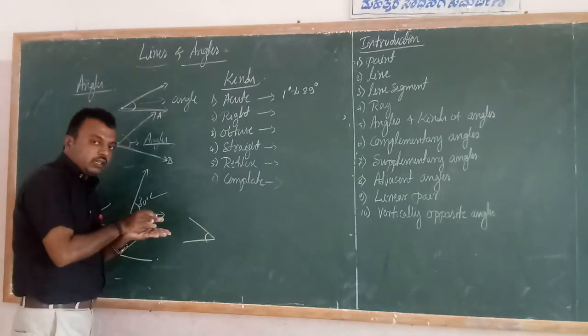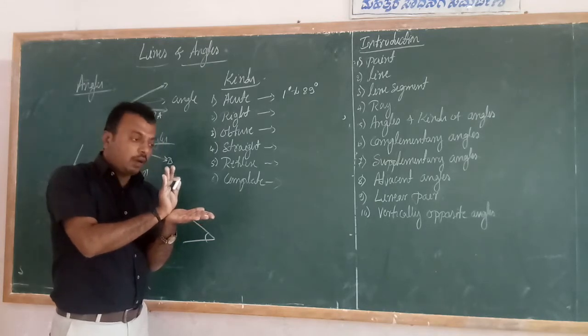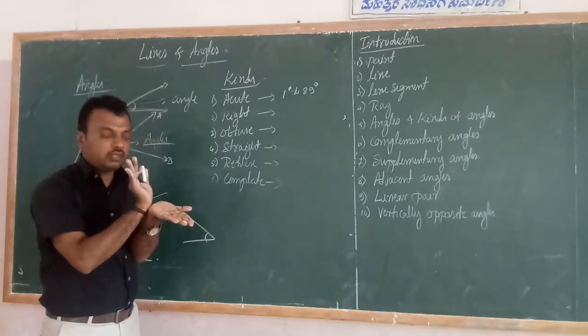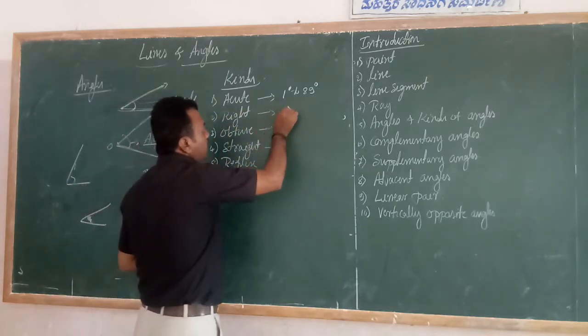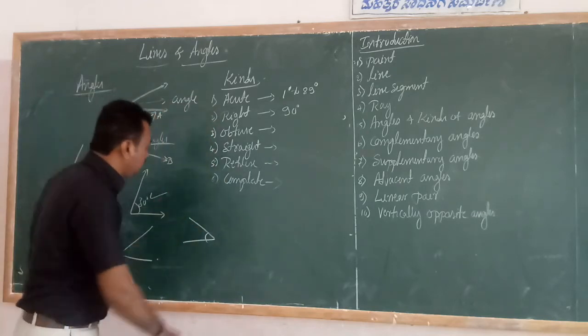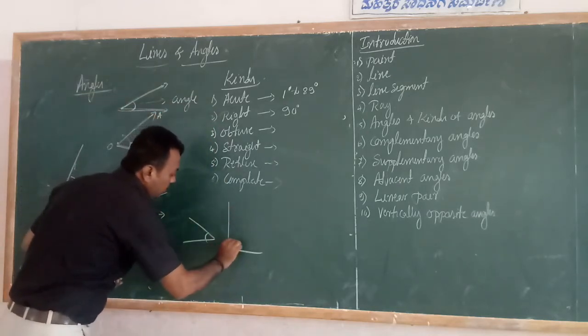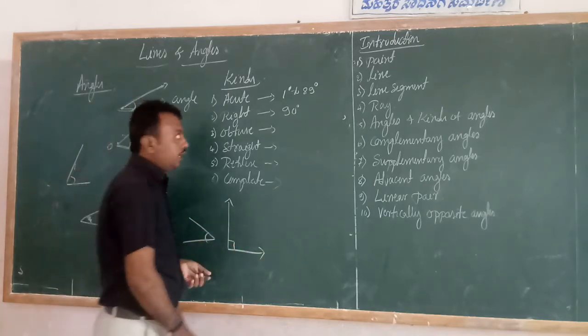Acute means it looks like this. Right means an L shape. Obtuse means fully open. Okay, so this is an acute angle. Next, a right angle is exactly 90 degrees. An angle that measures 90 degrees is called a right angle. The shape is like this, an L shape.